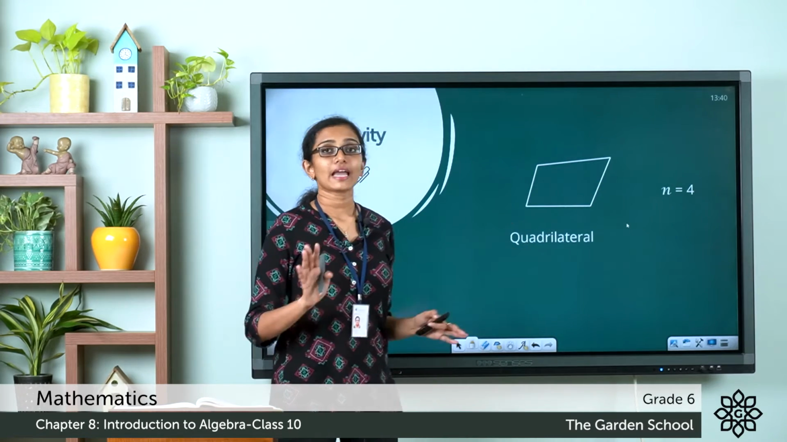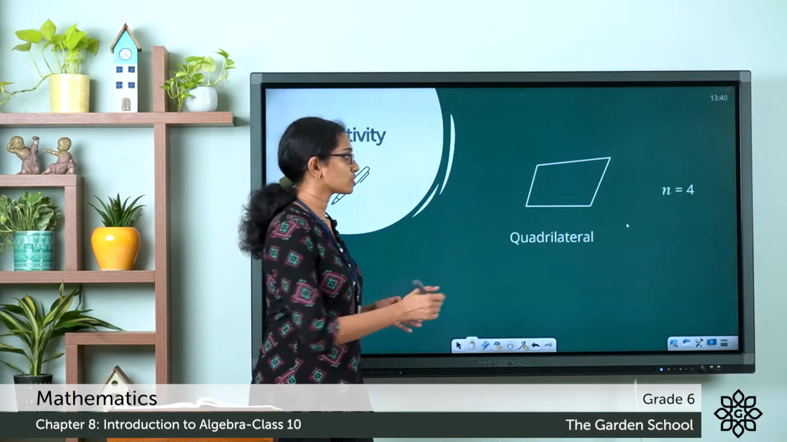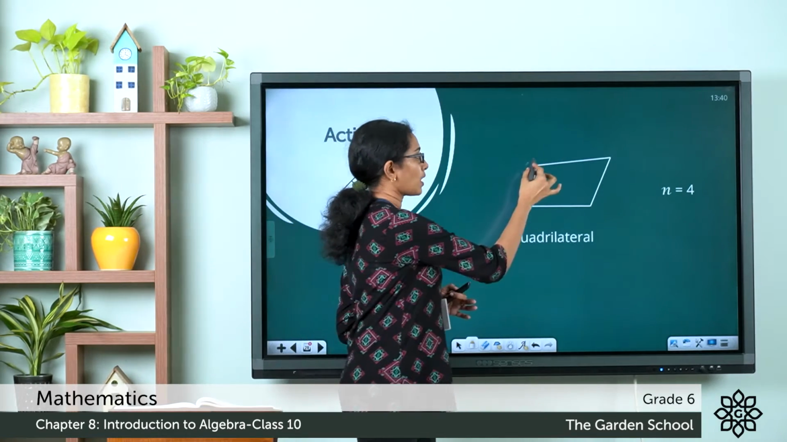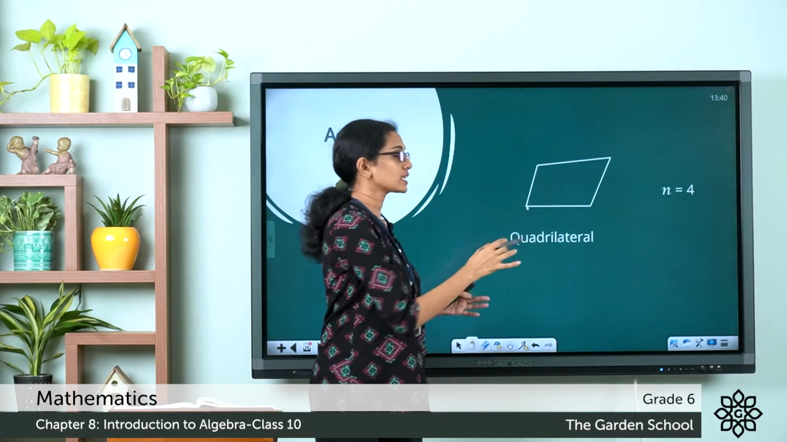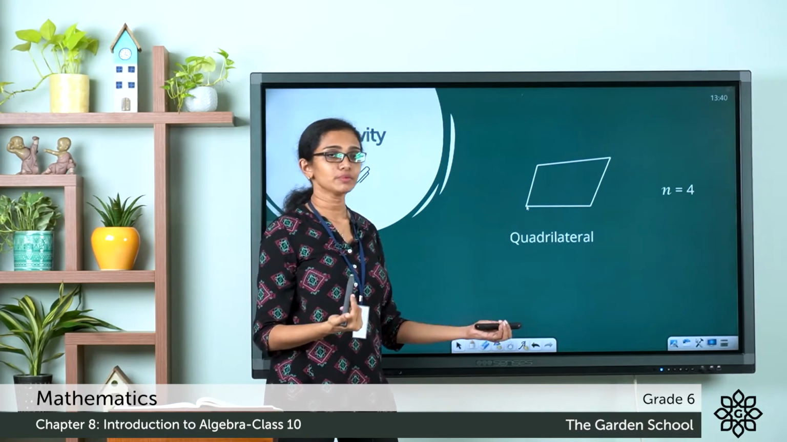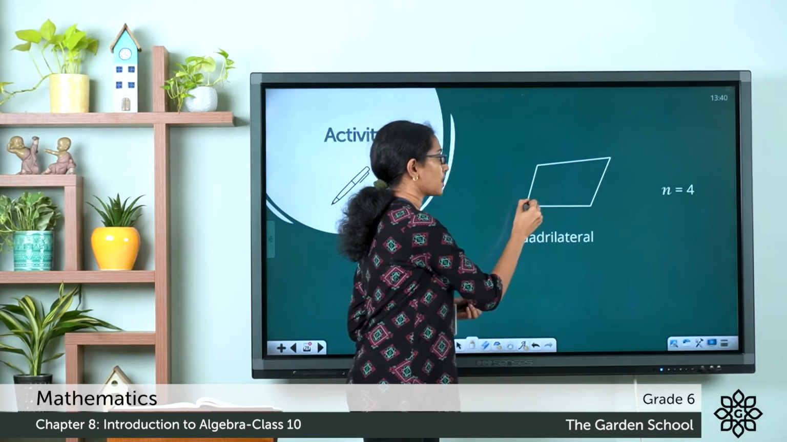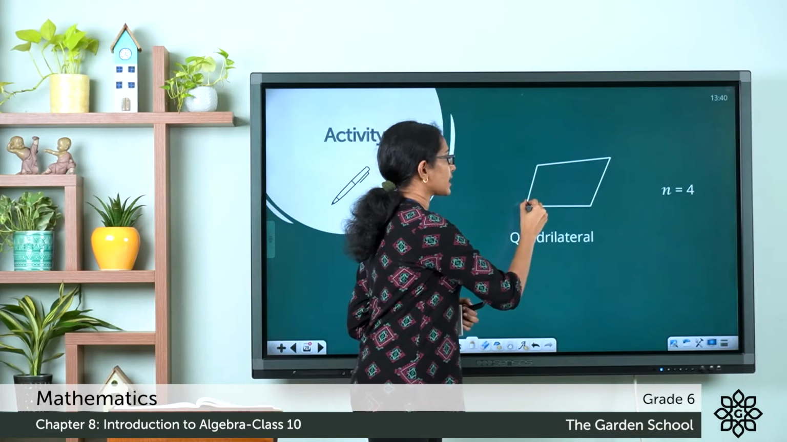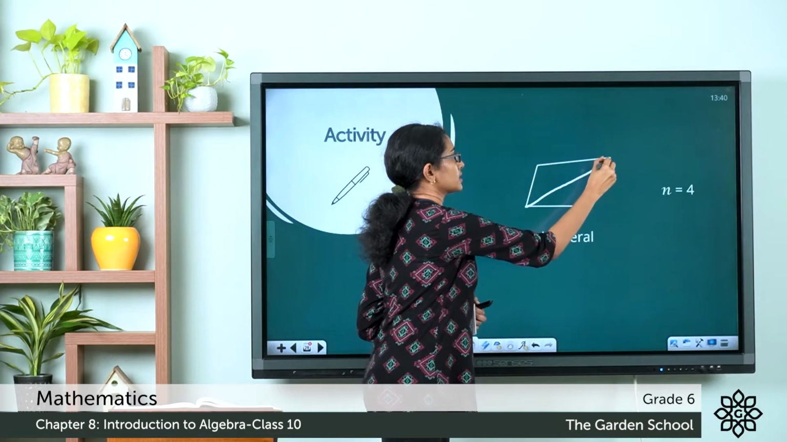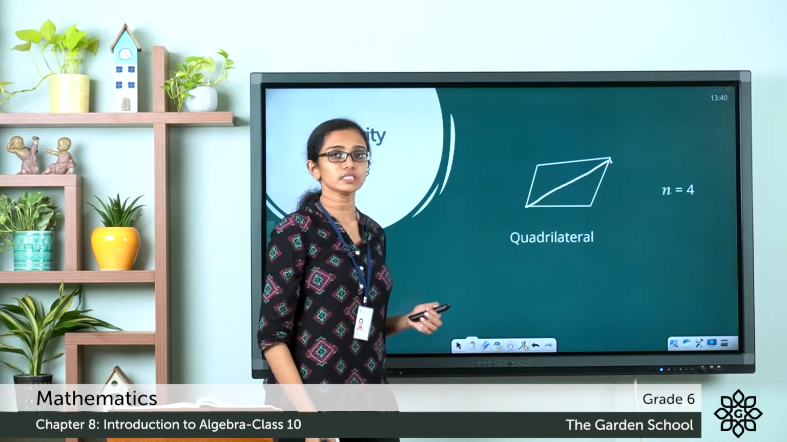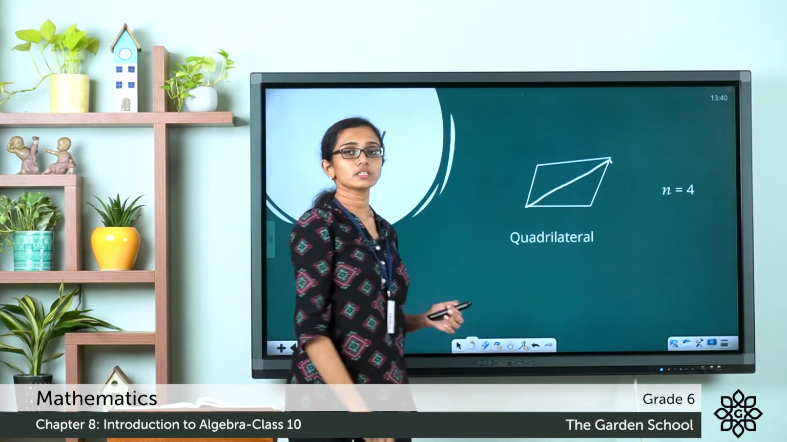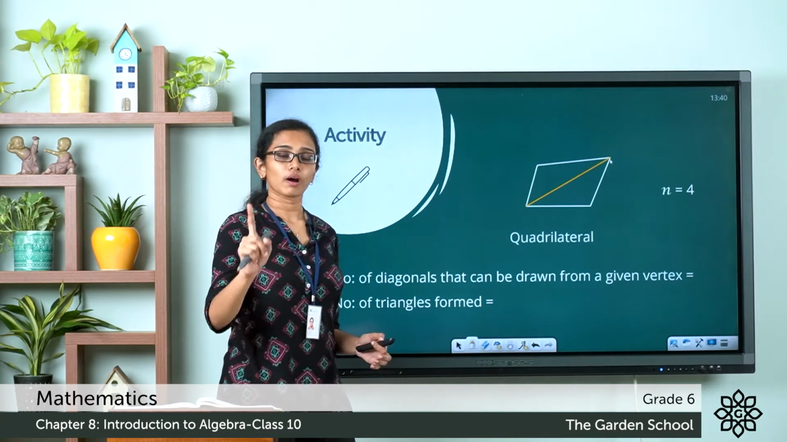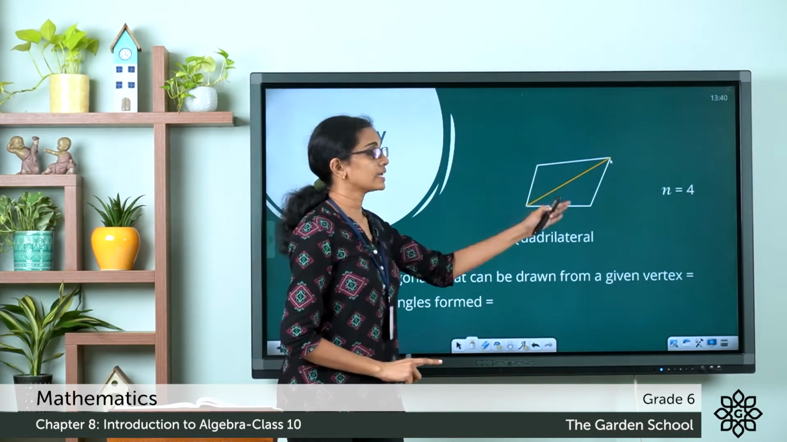Now you can choose any vertex. I am going to consider this vertex here. It has got 4 vertices, 1, 2, 3, 4, and 4 sides. So you can choose any vertex. I am choosing this vertex, and from this vertex I am trying to draw diagonals. How many diagonals can I draw from here? See, I can draw one diagonal like this. Can I draw any more diagonals from this vertex? No. You can draw only one diagonal from any vertex.